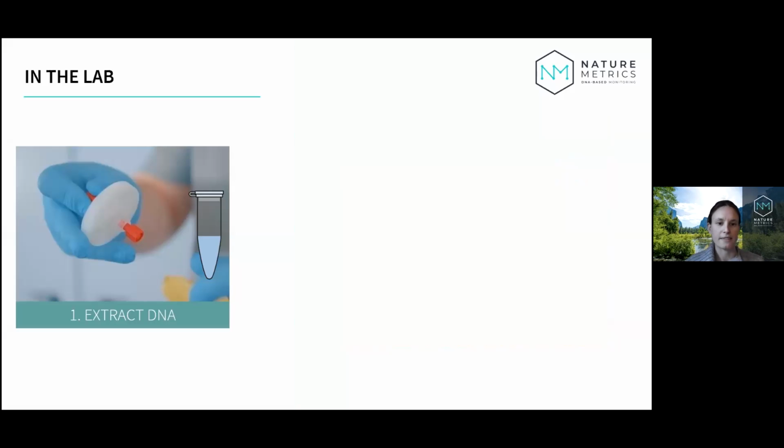That filter can then be sent to the laboratory, and the DNA is extracted from it. So you end up with a small amount of colorless liquid in a tube, and that contains the DNA of the whole biome from that water sample. So it's got everything in there from the microbes up to the mammals.